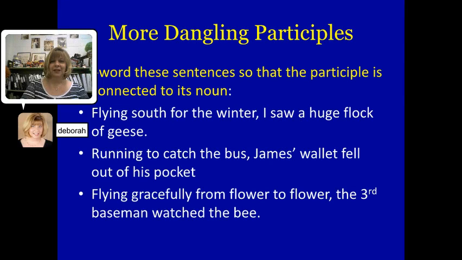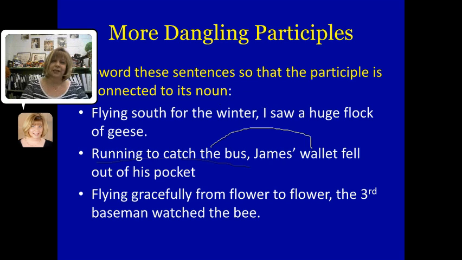Here are some other examples of a classic dangling participle. Flying south for the winter, I saw a huge flock of geese. Again, it implies that flying south for the winter is intended to describe the geese, because that's what a flock of geese does, but it looks like it's actually describing you, like you were in the process of flying south for the winter when you saw the huge flock of geese. Running to catch the bus, James's wallet fell out of his pocket. What it intends to mean is that James was running to catch the bus, but it looks like the wallet was doing the running to catch the bus.